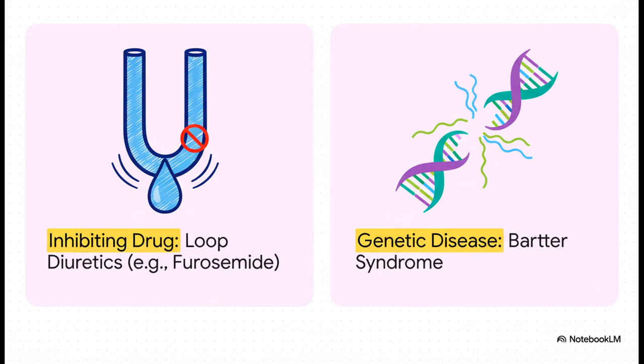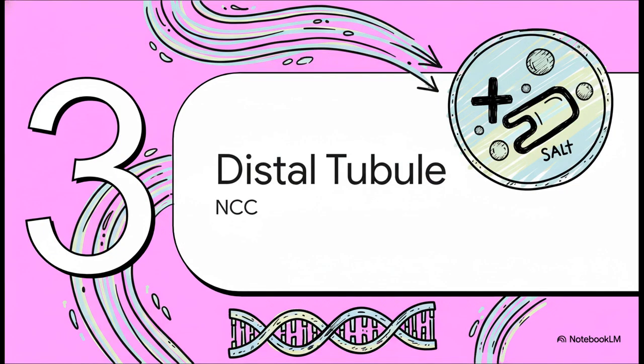And the genetic disease is Bartter syndrome, where mutations basically shut this segment down, leading to massive salt wasting. So NKCC2 equals loop diuretics and Bartter syndrome. Lock that one in. Okay, we're making good time.